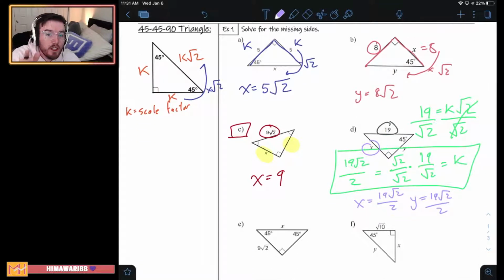It's still following the same pattern, though. Because what is the pattern? The legs are the same, which they are. They're just not a whole number. Okay? It's just not a whole number. And the hypotenuse is instead.